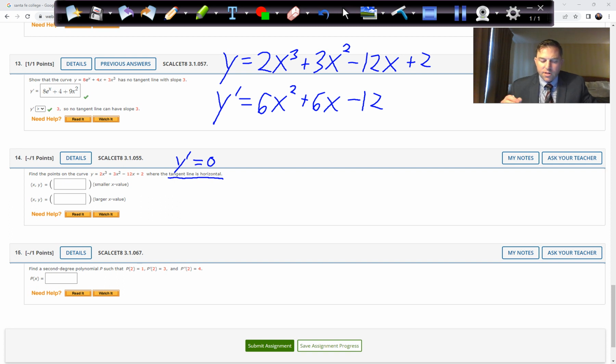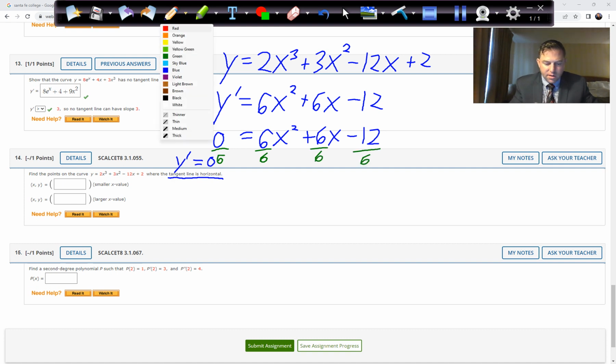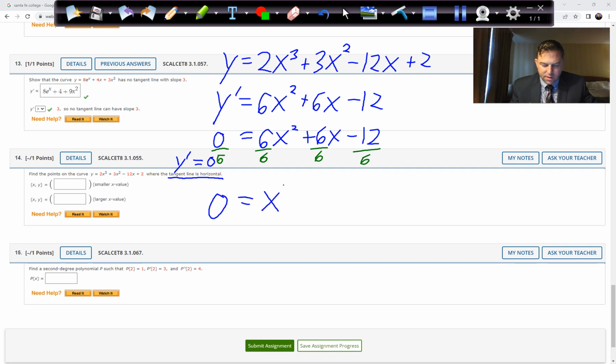Okay, now we're going to set that equal to 0. So we're going to say 0 equals 6x squared plus 6x minus 12. Then, just to make my life easier, I'm going to divide everything by 6. Shrink those numbers a little bit, because I'm going to have to factor this. 0 divided by 6 is 0. 6 divided by 6 is 1. 6 divided by 6 is 1. 12 divided by 6 is 2, and it's negative.